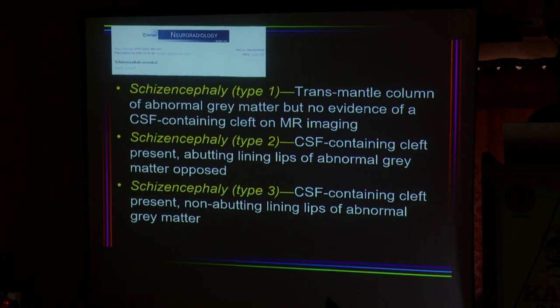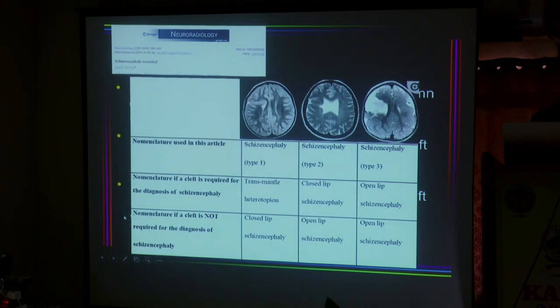So this is just schizencephaly, which you should remember has three types. One is type 1, a transmantle column of abnormal gray matter with no evidence of a CSF cleft, which can otherwise be called transmantle heterotopia. Schizencephaly type 2 is the CSF cleft which abuts the lips of the abnormal gray matter. The type 3 schizencephaly is where a cleft is present, but there are non-abutting lips of the abnormal gray matter.